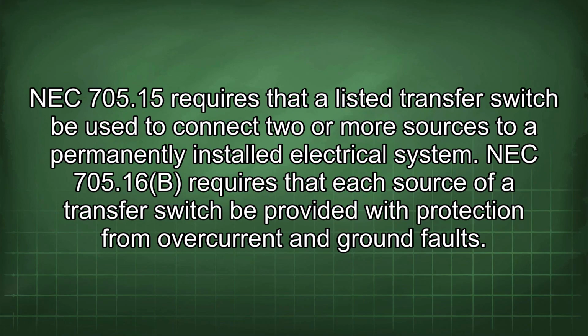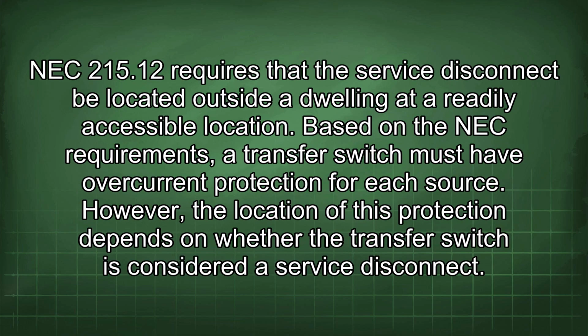NEC 705.15 requires that a listed transfer switch be used to connect two or more sources to a permanently installed electrical system. NEC 705.16b requires that each source of a transfer switch be provided with protection from overcurrent and ground faults. NEC 215.12 requires that the service disconnect be located outside a dwelling at a readily accessible location.